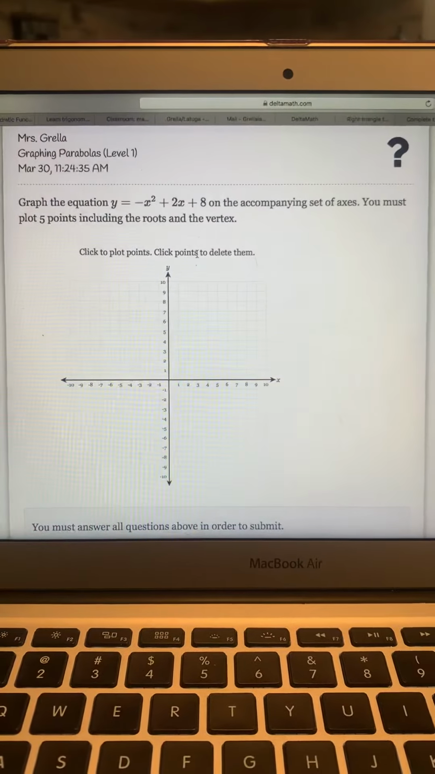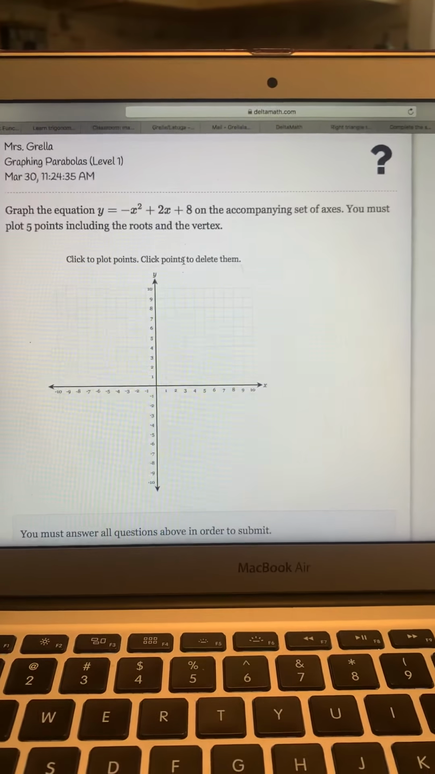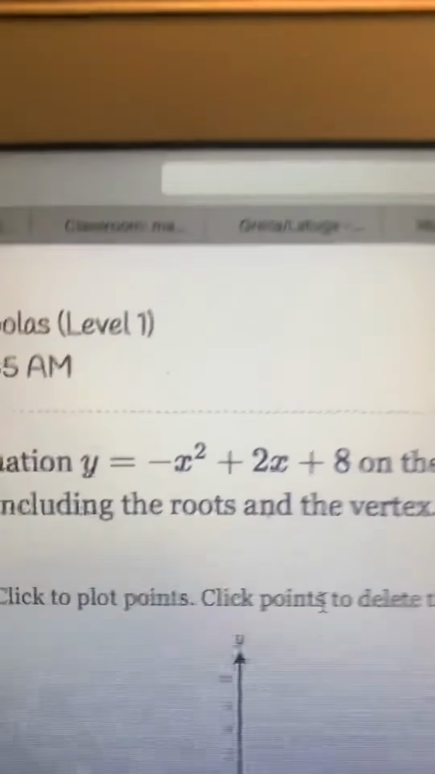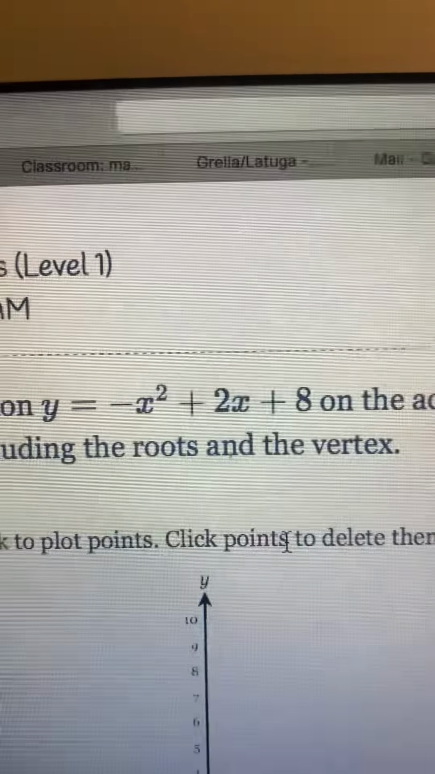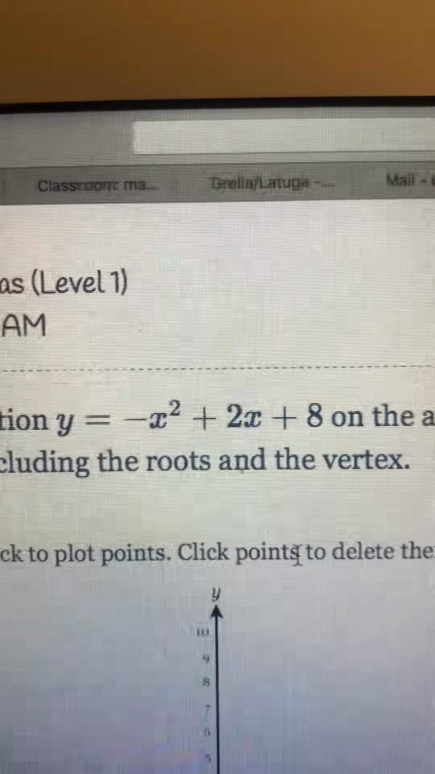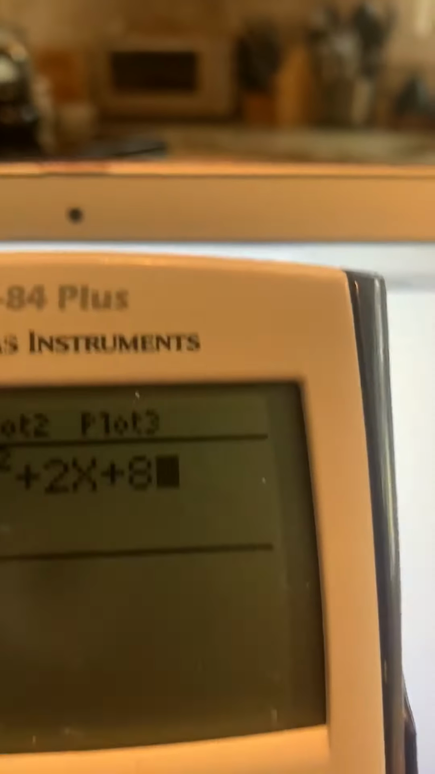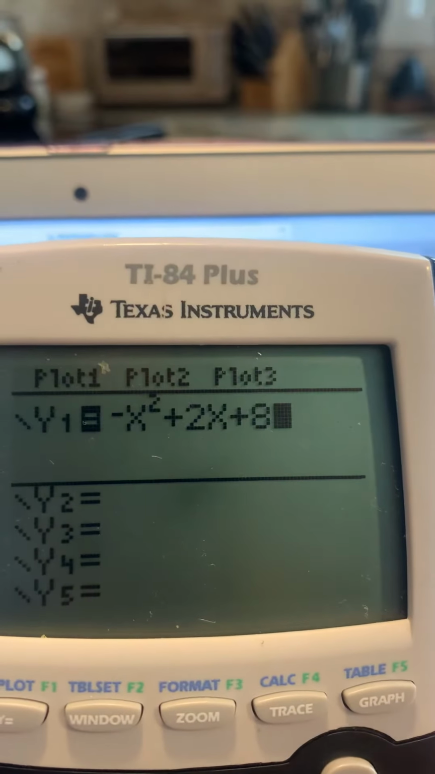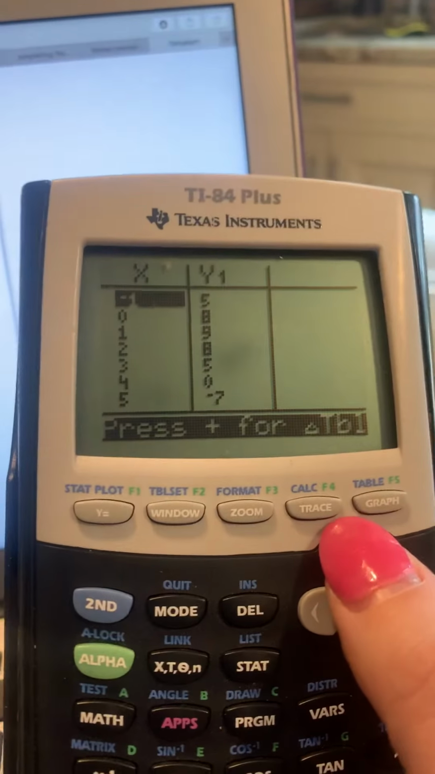All right, so what you need to do is take out your calculator and type the equation into y equals. So you're going to hit y equals and type negative x squared plus 2x plus 8. It should look like this. Okay? You're going to type that in, and you're going to hit second graph. All right, so when I do that, you're going to get the table.